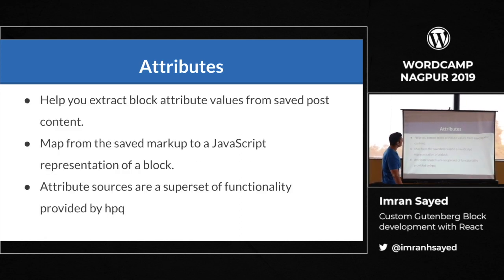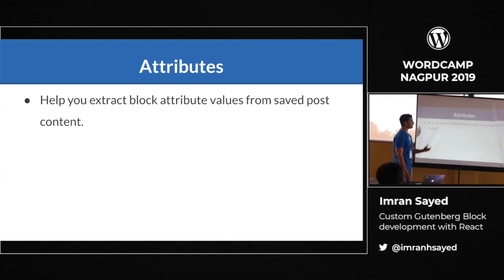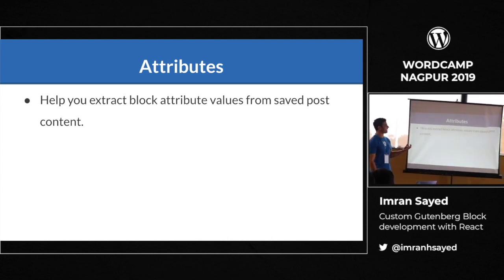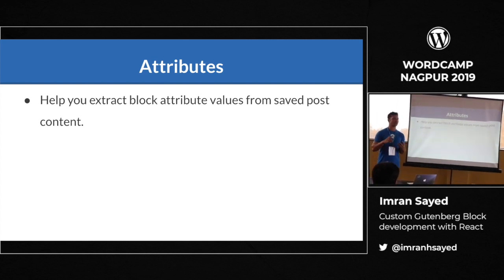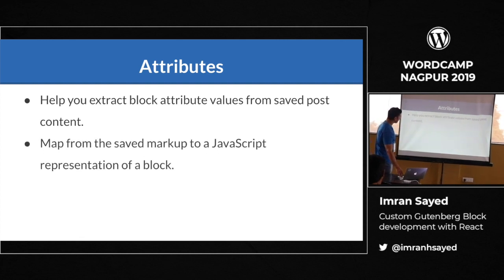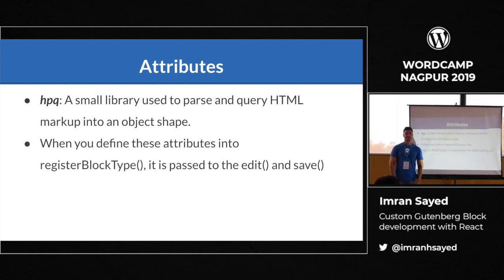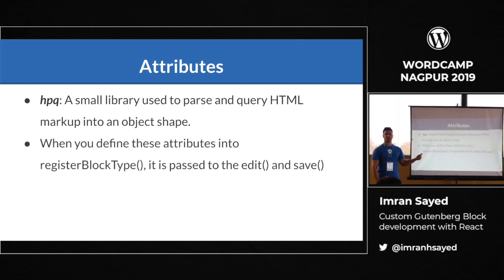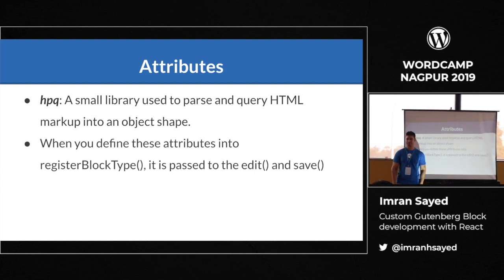So coming back to attributes. We have something called attributes. They help you extract the block attribute value from the post content. So whenever you save some information and that goes into the database, you can extract that information using attributes. When you define these attributes in registerBlockType, they are passed to edit and save. I will show you in a moment how the attributes look, but they will be available to your edit and save methods as props.